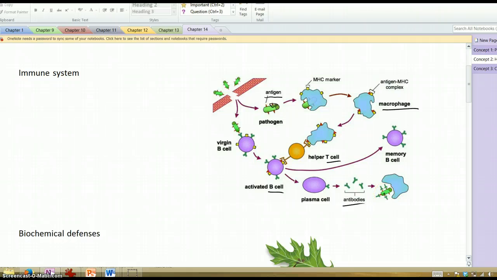So essentially, you get exposed to something, you recognize that exposure, you produce a bunch of these antibodies, and your immune system ideally deals with that foreign object, that pathogen inside of you.